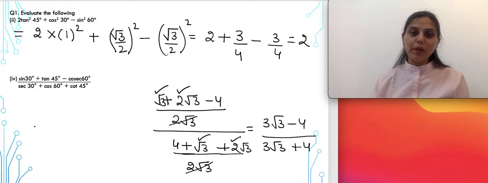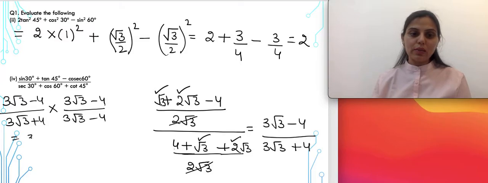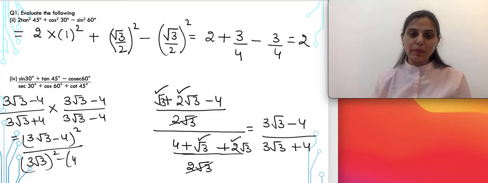Now if you remember, rationalizing the denominator means (3√3 - 4)/(3√3 + 4) multiplied by (3√3 - 4)/(3√3 - 4), or this can be written as (3√3 - 4) whole square upon, you'll get (a + b)(a - b), so you can apply the identity a square minus b square.